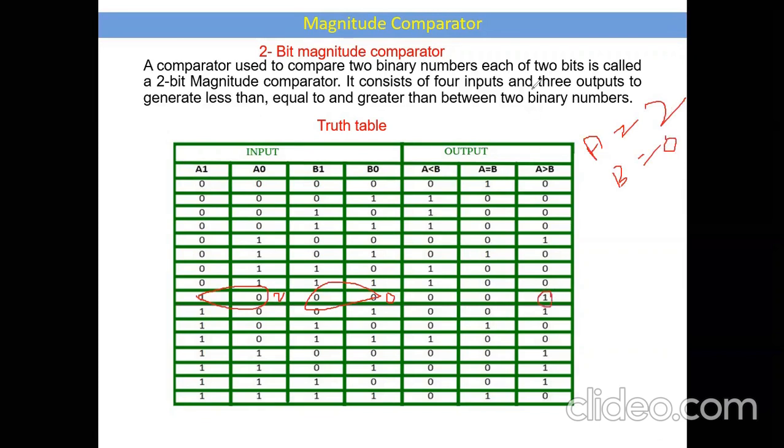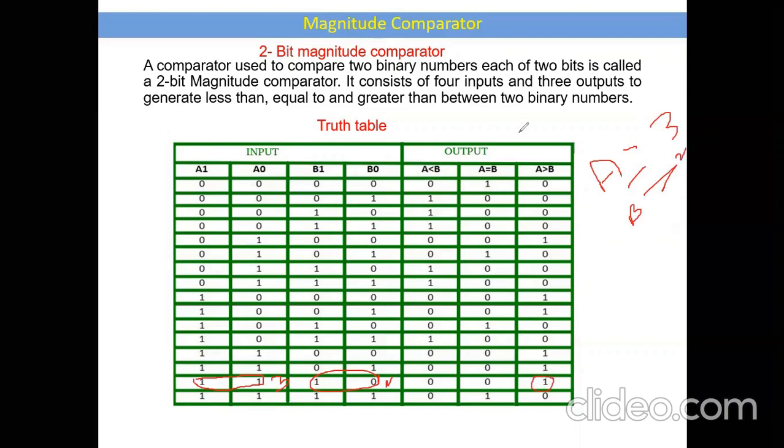To take one more example. For example, if I am considering this 1, 1. What is 11? 3. Okay, then 10. What is 10? 2. Now again you can write it here. A equal to 3. B equal to 2. So again A greater than B. That's why A greater than B is 1.